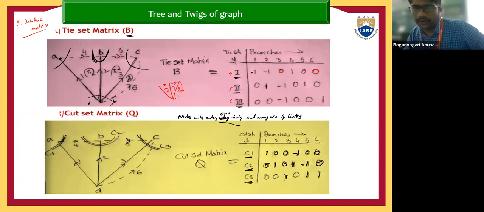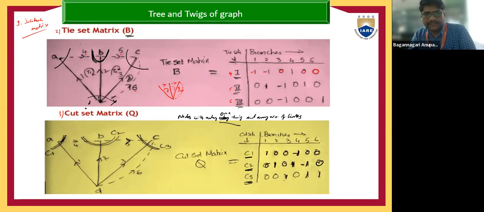Now, where do I give plus and where do I give minus? If the branch currents are the same as the loop currents, then I give plus. If the branch currents are opposite to the loop currents, then I give minus. That's it, right? We do the same for the other branches as well, +1 or -1. Those participating will have some value. If not, they will get 0, right?